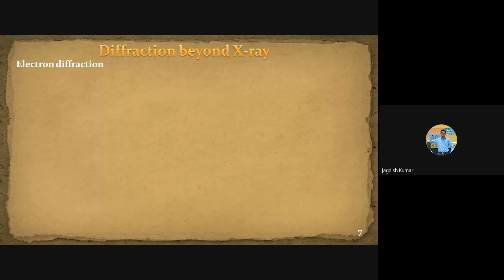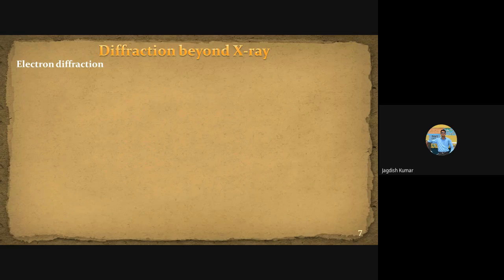Do you think electrons can produce a diffraction pattern? Have you heard of this term called electron diffraction? Neutron diffraction is okay, Dharmendra is saying fine. Can electrons produce diffraction? What do you think? Very good. Electrons can produce diffraction.